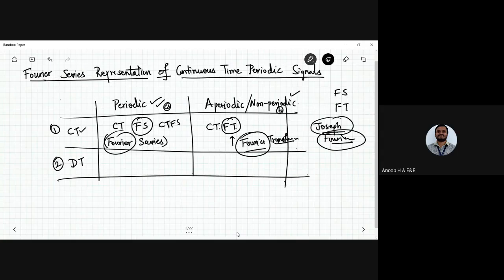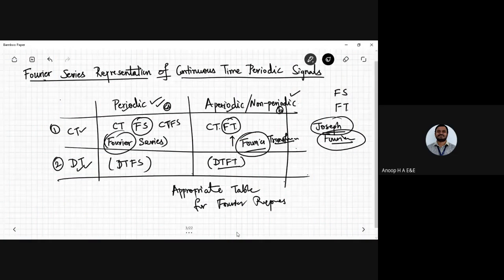Next is the discrete time Fourier series, DTFS, and this one is DTFT. CT and DT refer to continuous time and discrete time. DTFS is discrete time and periodic, so I'll have the discrete time Fourier series. Discrete time and non-periodic is the discrete time Fourier transform. These are the appropriate properties for Fourier representation; you can just remember this appropriate table for Fourier representation.